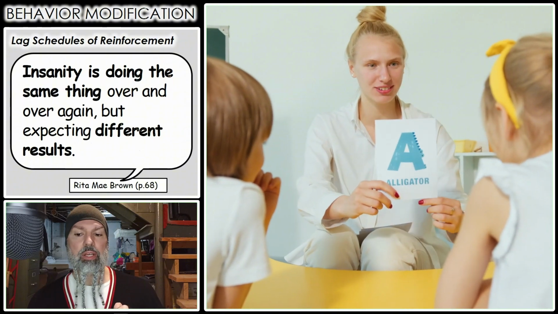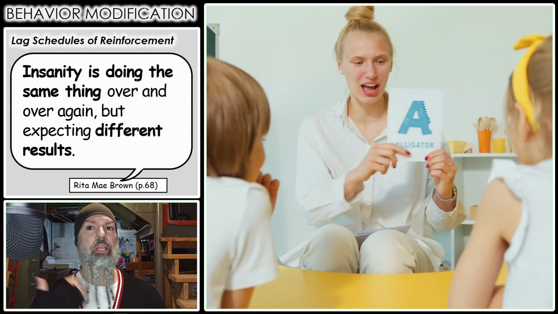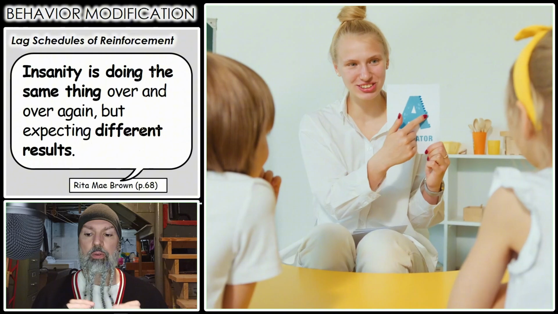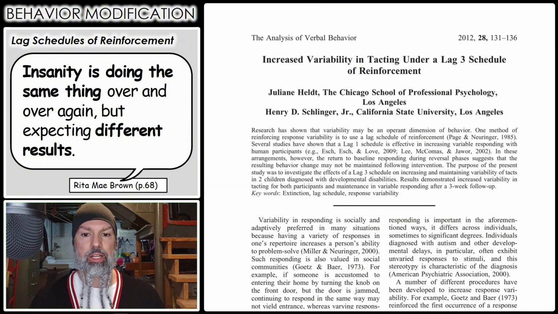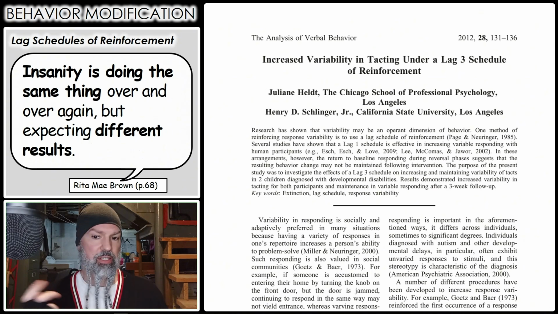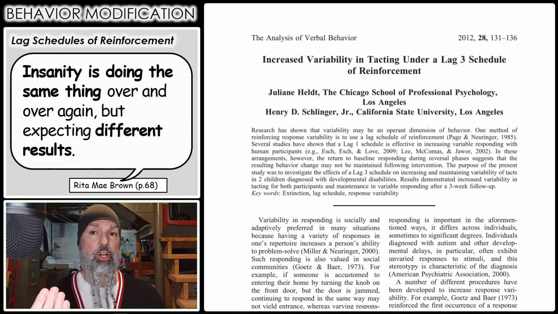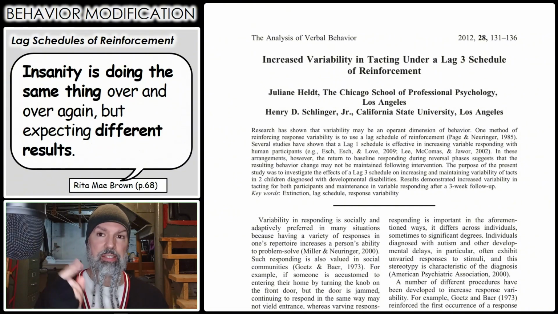So lag schedules can be used to increase variability in a lot of different types of behaviors. One of its most important applications is increasing variability in verbal behavior. So for this, let's take a look at a lag schedule that was used to train variability in verbal behavior. So we're going to take a look at Helt and Schlinger's work on increasing variability of tacting under a lag 3 schedule of reinforcement. So tacting is where you simply label an object with a term. So if you ask them, in an image, what do you see? And they say, I see a ball, I see a dog.